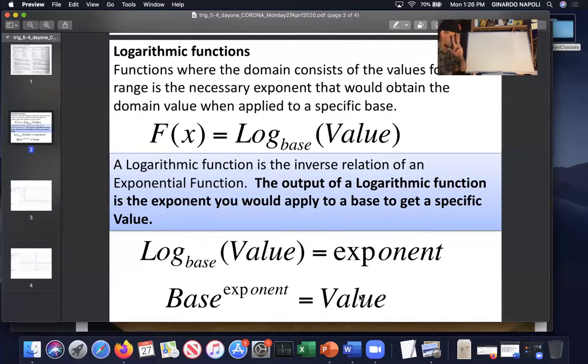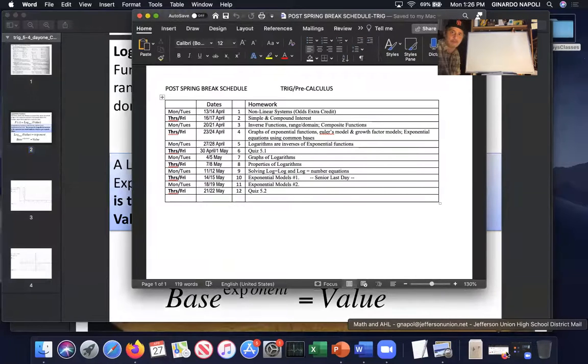So we're going to do two or three things of how we use this in applications. We're not going to get to the graphs of logarithms today. That's going to be in the future.